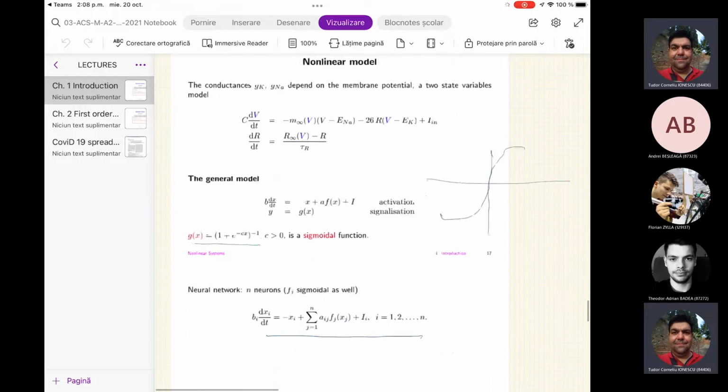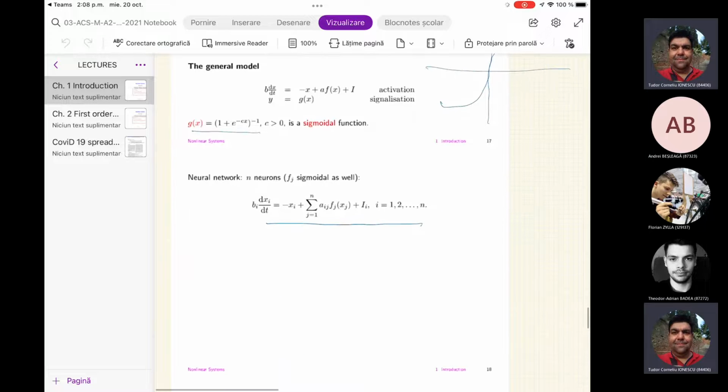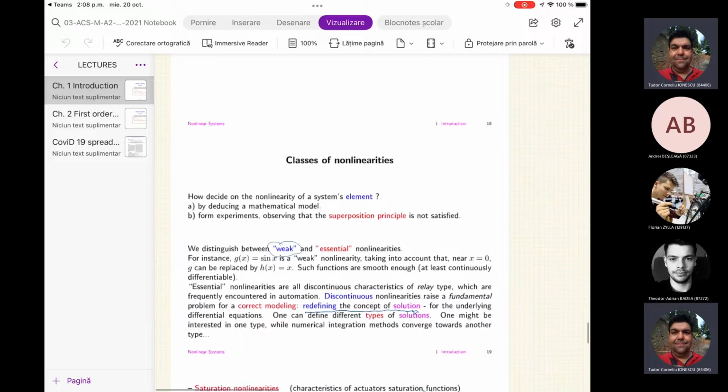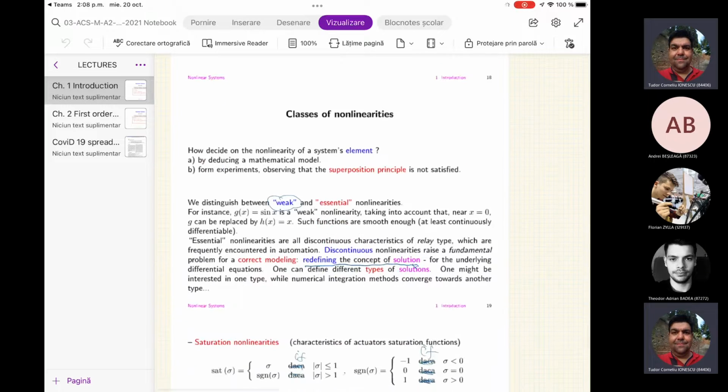I showed you a few interesting models, nonlinear models. We are going to see a few more along this lecture. And then we were discussing classes of nonlinearities, and we were talking about saturation, sector nonlinearities, as well as hysteresis nonlinearities, and so on and so forth.